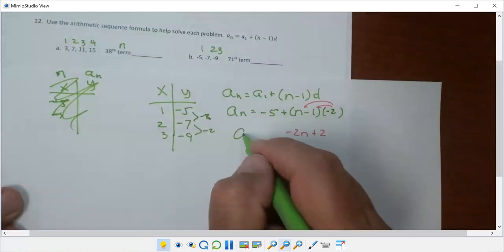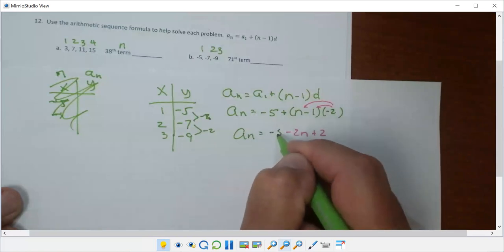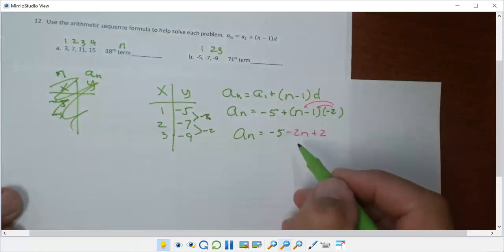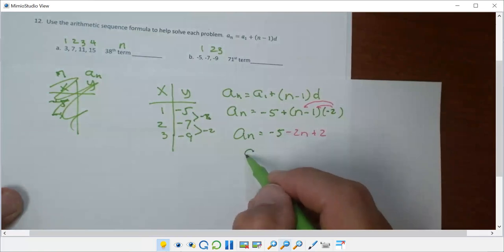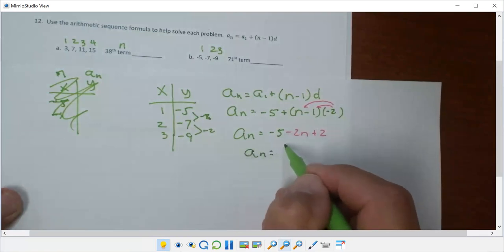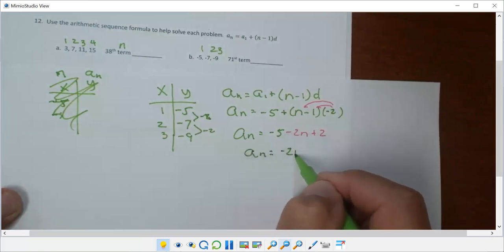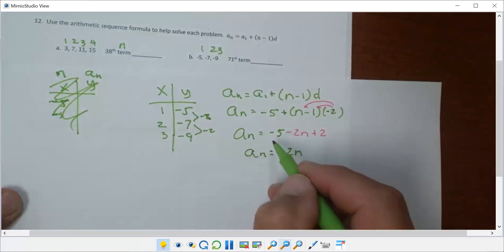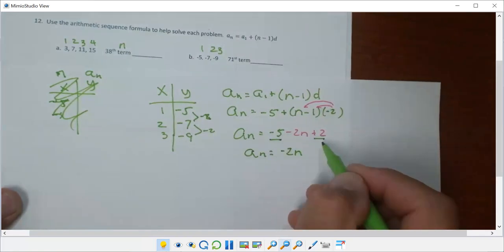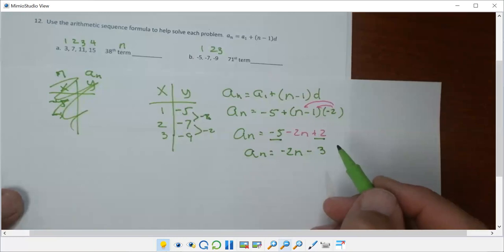So you have a n equals -5. I'm just bringing that down. Again, it's just like we did before. A n equals, we bring down the -2n first because it's not going to have anybody to do with. And then you got -5 right here, -5 and +2. That should be -3.